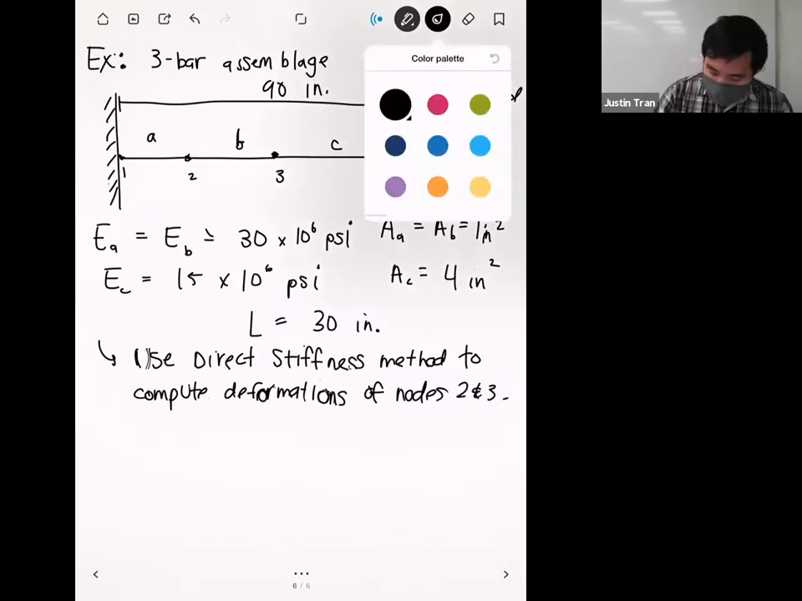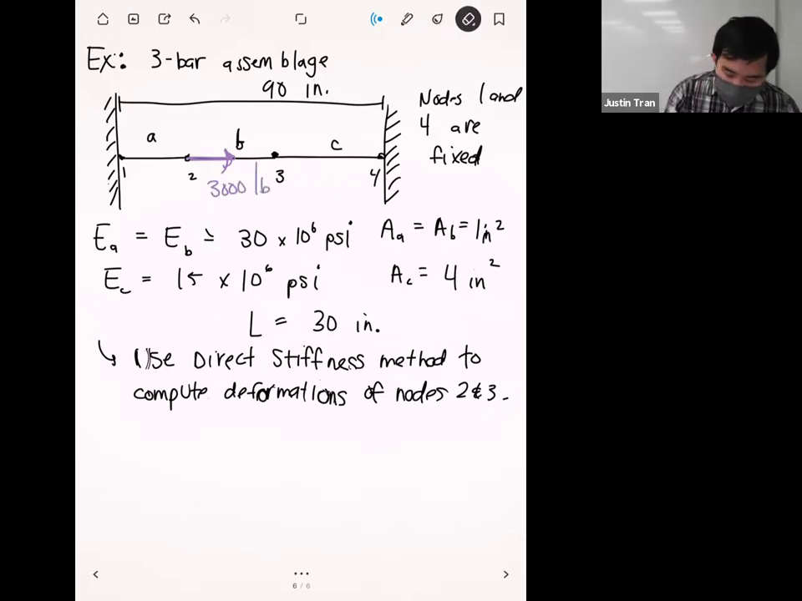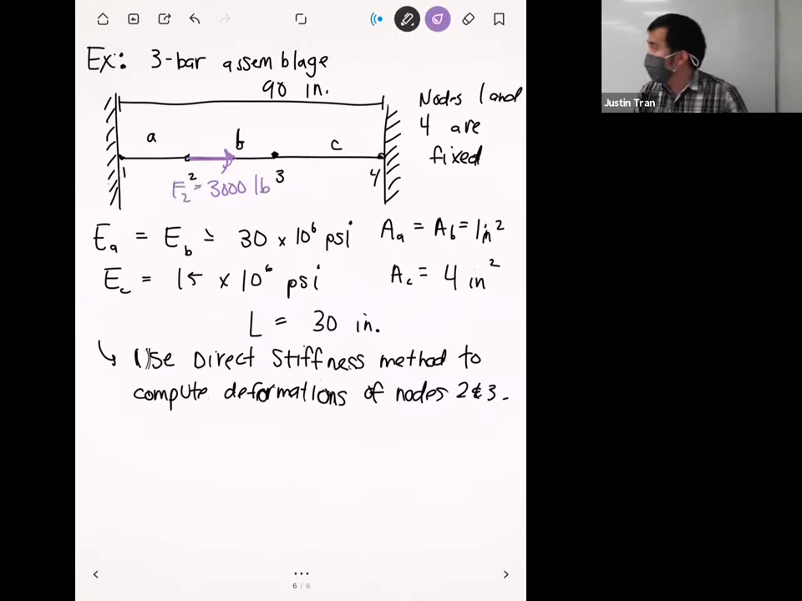Oh, one more piece of information. Because right now in this current configuration, we're not going to get anything interesting because we need a load. And so let's say that we're applying a rightward load on node 2. The magnitude of that load is going to be 3,000 pounds. And so this is going to be a load on node number 2 right there.